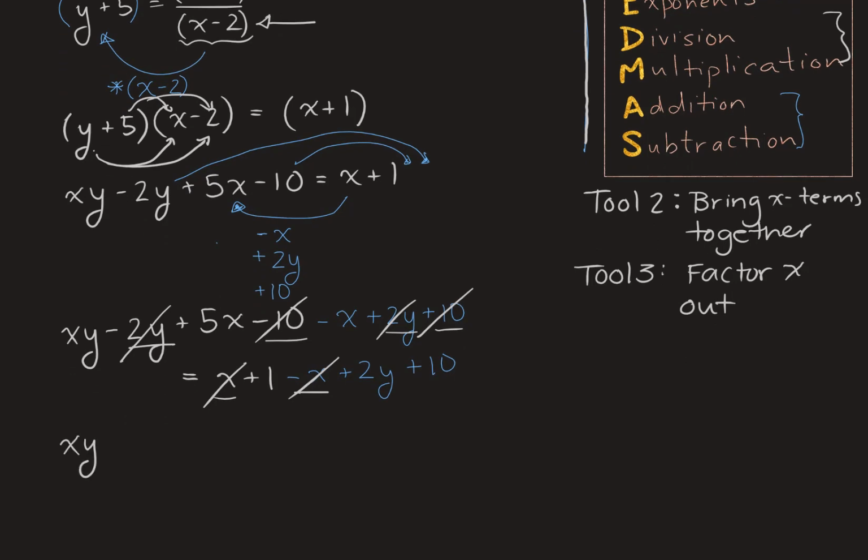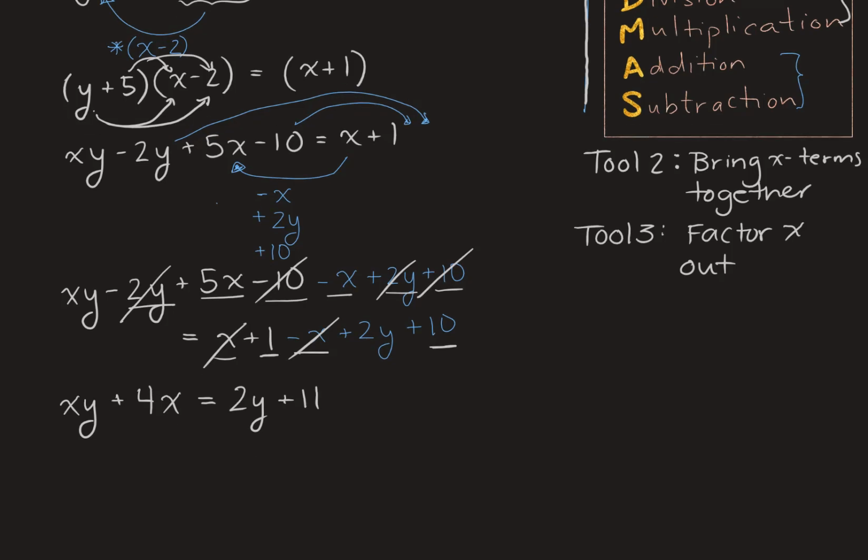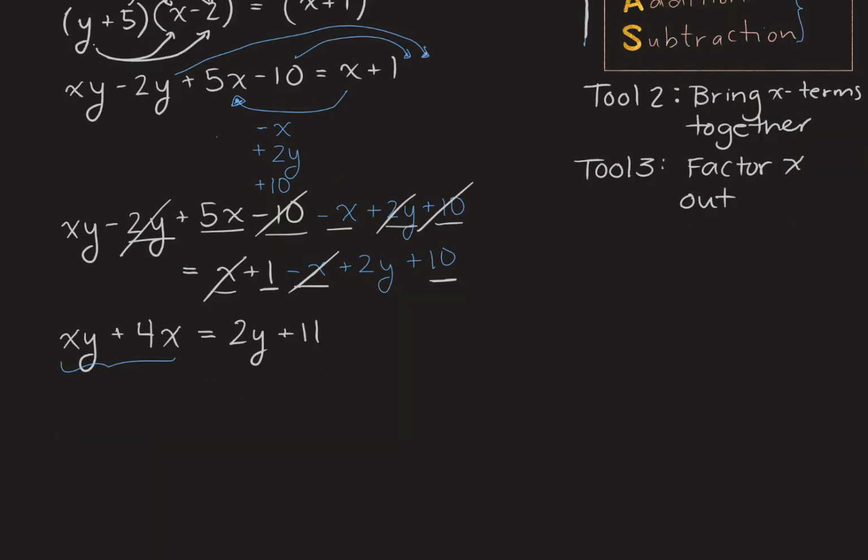I can write this out a little bit cleaner as xy, and then I've got 5x and minus x, so that's the equivalent of 5 minus 1x, or 4x, is equal to, and I've got 2y over here, and then let's count our constants. I have 1 plus 10, so I have plus 11. So now I'm going to factor my x out on this side of the equation. So I have x times (y plus 4) is equal to 2y plus 11.